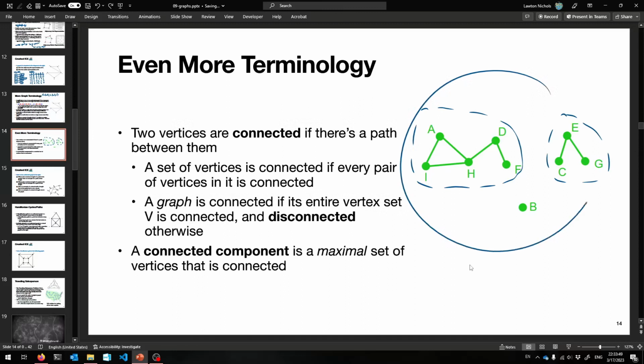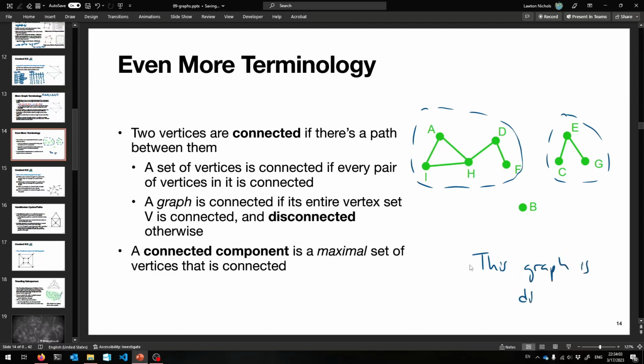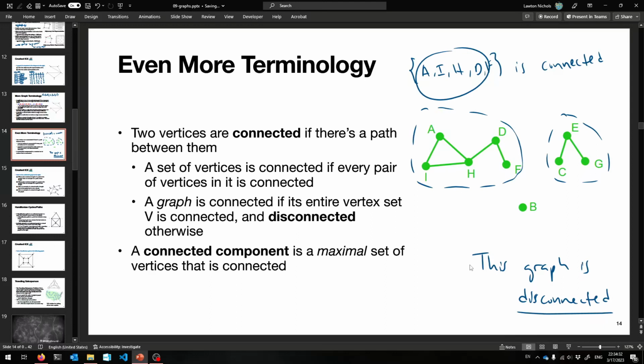So this entire graph, sadly, is not connected. Pretend that this is the entire graph, there's no way to get from D to E, those are not connected. So the graph itself is disconnected, but pieces of it are connected. Pieces of it that are connected, like everybody in this set is connected. So the set of vertices A, I, H, D, and F is connected, we say. Like you can say that an entire set is connected if there's a way to get from any first one to the next one. Pick out any two of these, there's always a way to get from one to the other. Like I to D or F to A, they're all connected. All right, so that's a set of vertices connected.